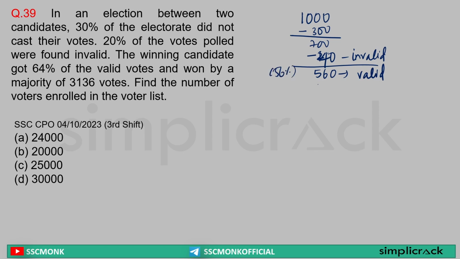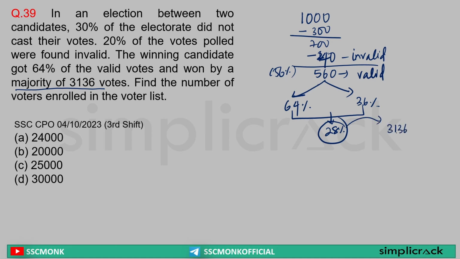Clear? Now out of these valid votes, the winning candidate got 64%. That means the losing candidate got how much? 36%. So what is the winning margin? Sir, 64 minus 36, that is equal to 28%. Now this 28% of valid votes is equal to what? The majority. Won by a majority of 3136. That means this is equal to 3136.